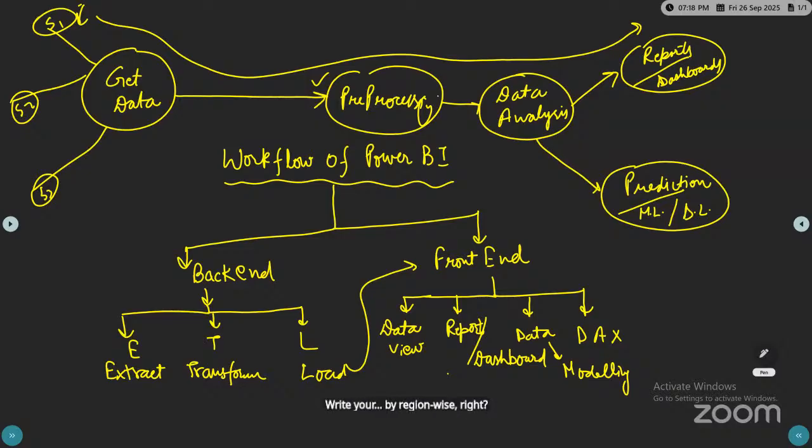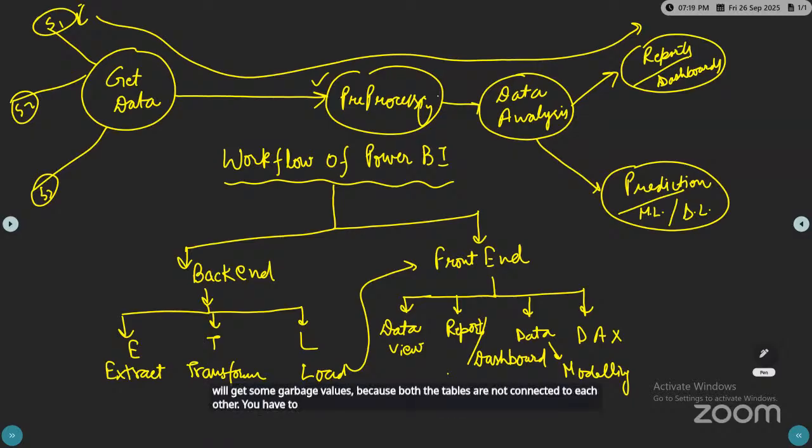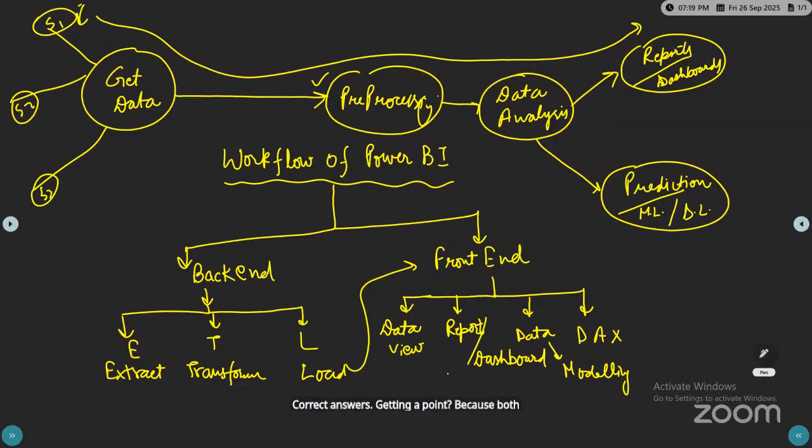And in another table you have years, right? Both tables are separate. Now you want to see year-wise sales, but both the tables are not connected to each other. So what you will get in the charts is some garbage values, because the tables are not connected. You have to connect both the tables with each other so that they will give you the relative, or the correct, answers. Getting a point? Because both the tables are different.